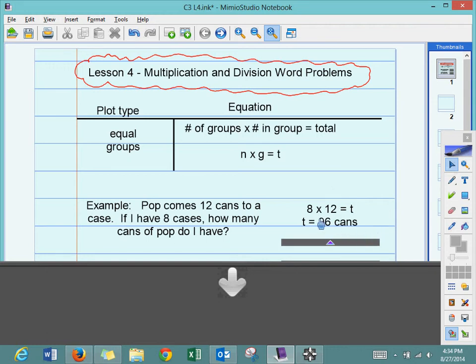Okay, so your equation should be 8 times 12 equals t. T would equal 96 cans, and you just solve that by multiplying.